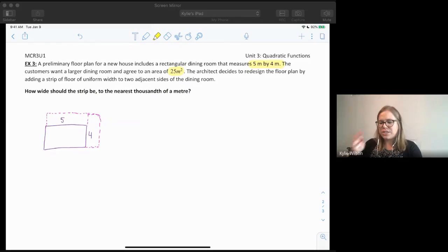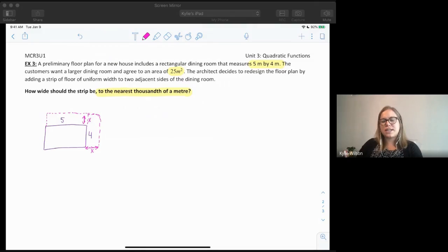How wide should the strip be to the nearest thousandth of a meter? So nearest thousandth means 3 decimal places. So again, that's telling us we're going to have to use the quadratic formula. So all of our little strips here are the same width. So that's x, this is x.